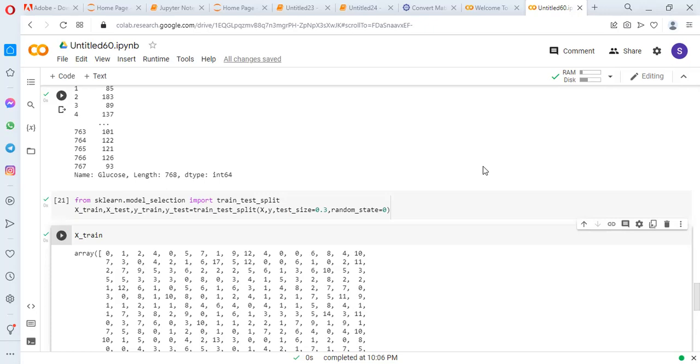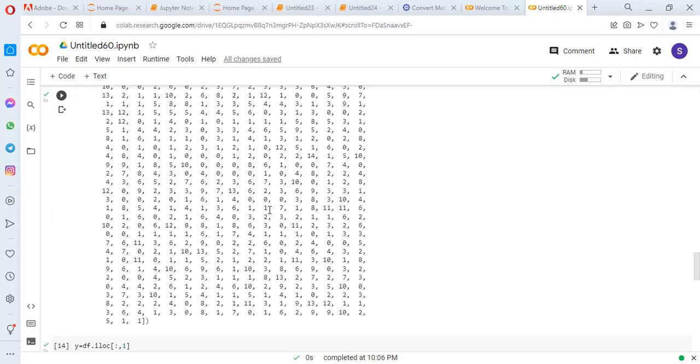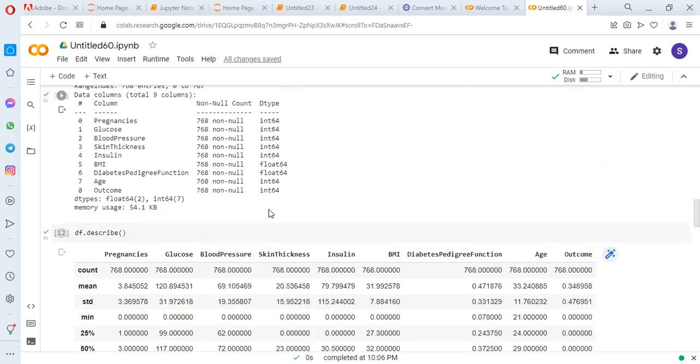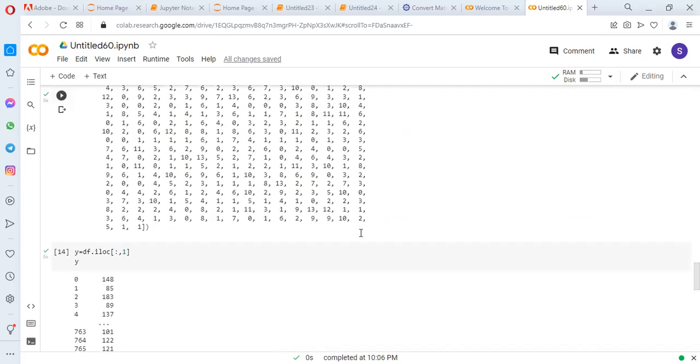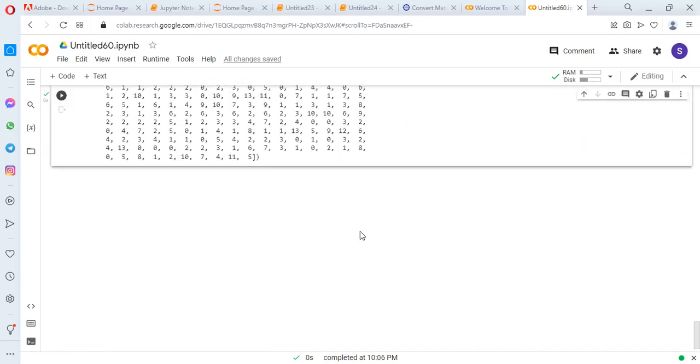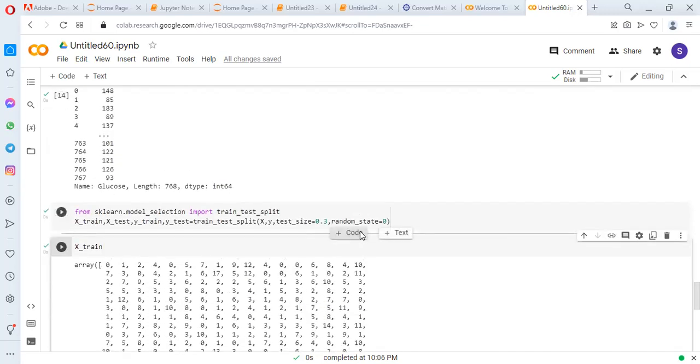We use the x, all the x variables, that is the predictors, that is the glucose and the other predictor values, that is pregnancy, blood pressure, skin thickness, these are all x. That is, all the predictor values are assigned as x, and we take those values randomly.